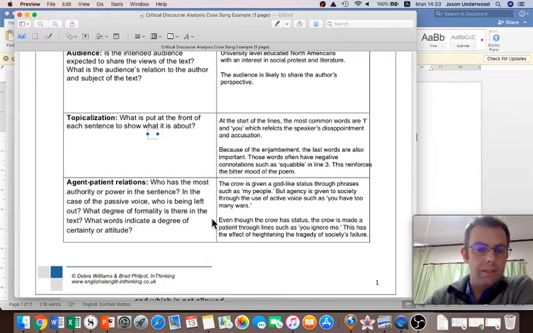So the interesting implication for this poem is that even though the crow has status, the crow is made a patient through lines such as "you ignore me," which has the effect of really heightening the tragedy of society's failure and really laying the blame at humankind's feet for the tragedies that are happening and the failure that the crow sees. So that would make a really nice concluding insight for an essay or for an oral commentary. It would also make a very nice thesis statement as well that you could then go ahead and unpack in an essay or oral commentary.